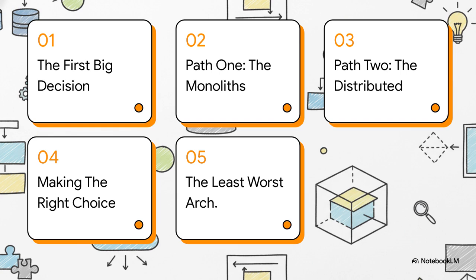We'll kick things off with the single most important decision you have to make. Then we'll explore the 2 big paths that open up from there, the monoliths and the distributed architectures. After that, we'll get practical and walk through a framework for actually making the right choice. And we'll wrap it all up with what I think is the most important mindset for any architect to have.